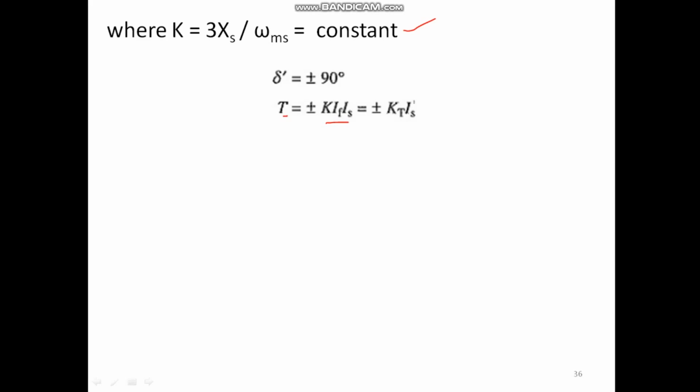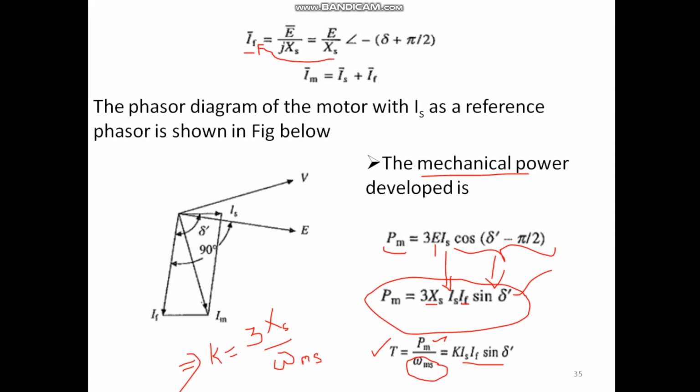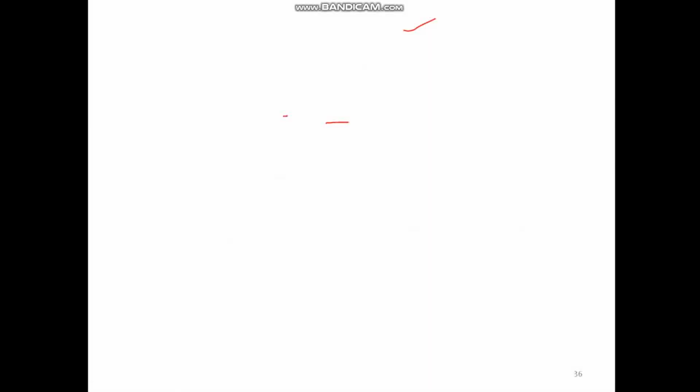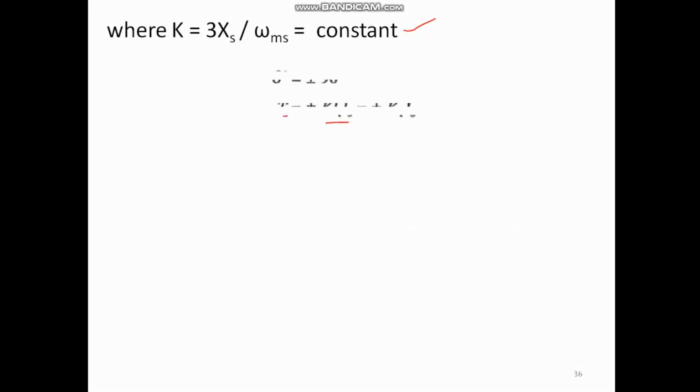I have substituted, see, when delta dash is 90, in this equation I am substituting delta dash as 90, okay? So sin 90, I have put it here, okay? So I work out with this. So I get plus or minus K into IF into IS.